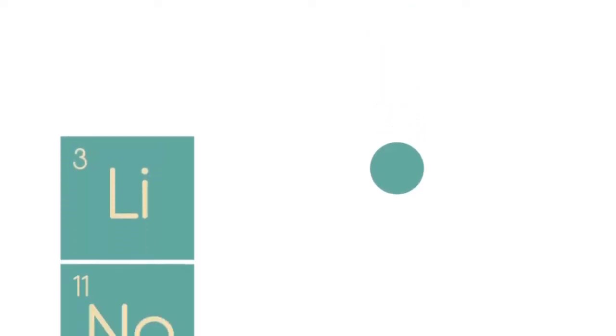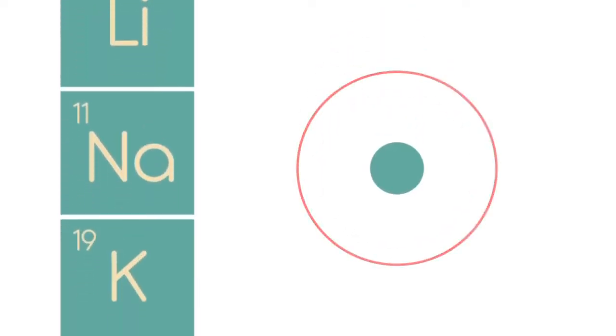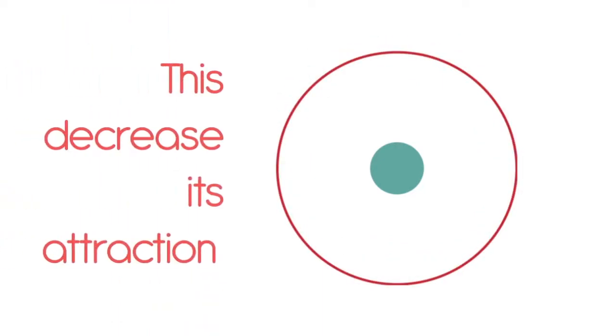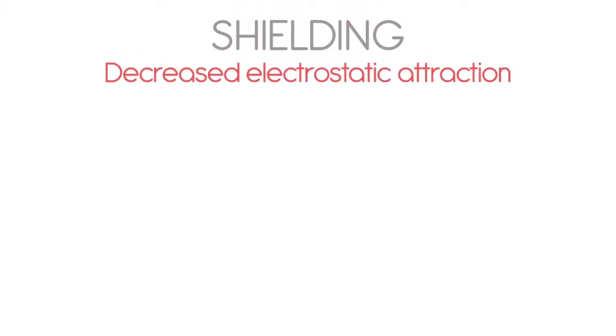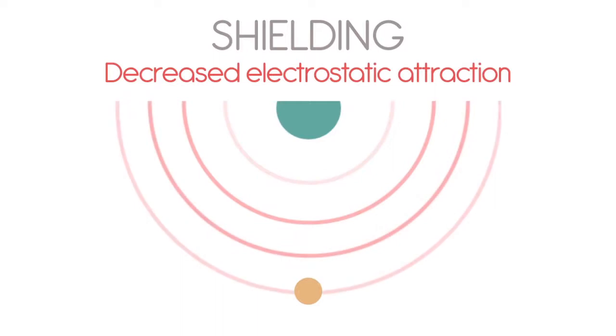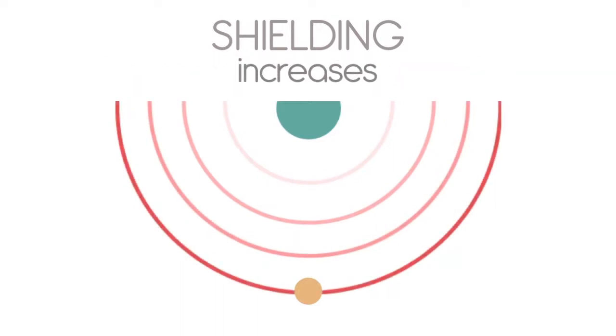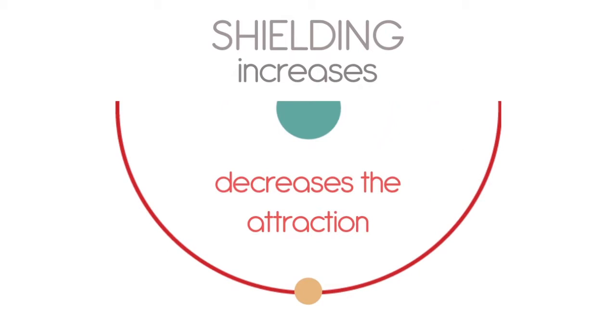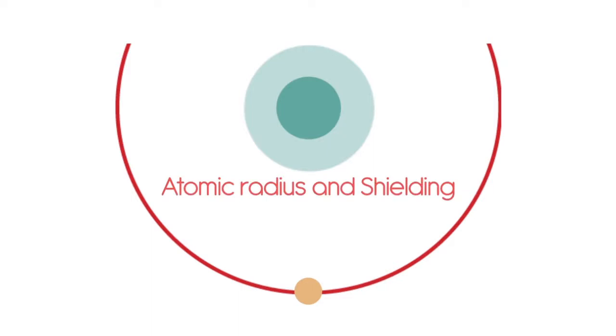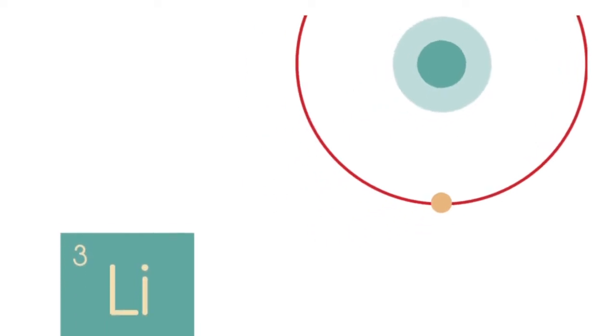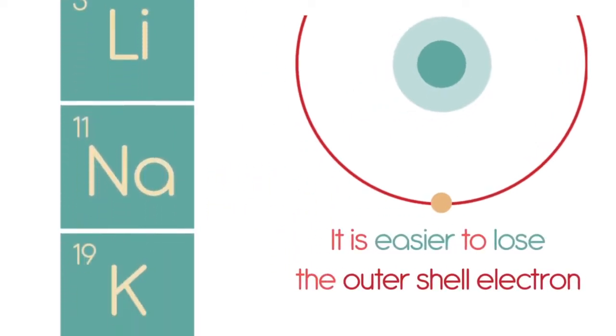Moving down the group, the outer shell electron becomes further from the nucleus. This decreases its attraction. Shielding is defined as the decreased electrostatic attraction between the nucleus and the outermost electrons due to the presence of additional electron shells. Shielding increases. This again decreases the attraction for the outer shell electron. Although nuclear charge increases, the atomic radius and shielding, as mentioned, outweigh this increase. So moving down the group, it is easier to lose the outer shell electron.